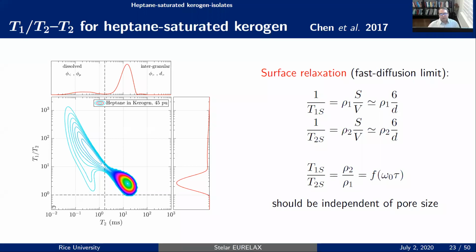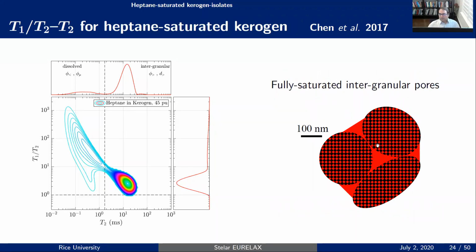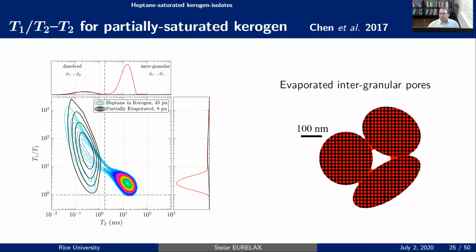So you can think of this axis as the correlation time. The dissolved heptane has a much longer correlation time than the intergranular, which makes sense because it's more confined. So let's go back to our picture of these grains. What we did next is we partially evaporated the sample. We open the cap, and we could have a controlled evaporation of heptane. And what we find is that what's left is just the dissolved fluid, and that basically validates our thought about which fluid is where.